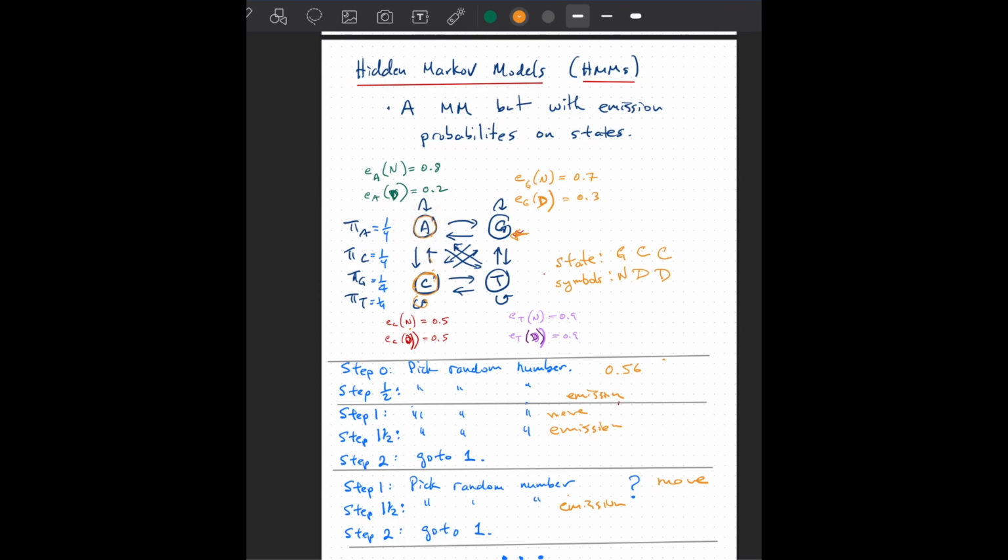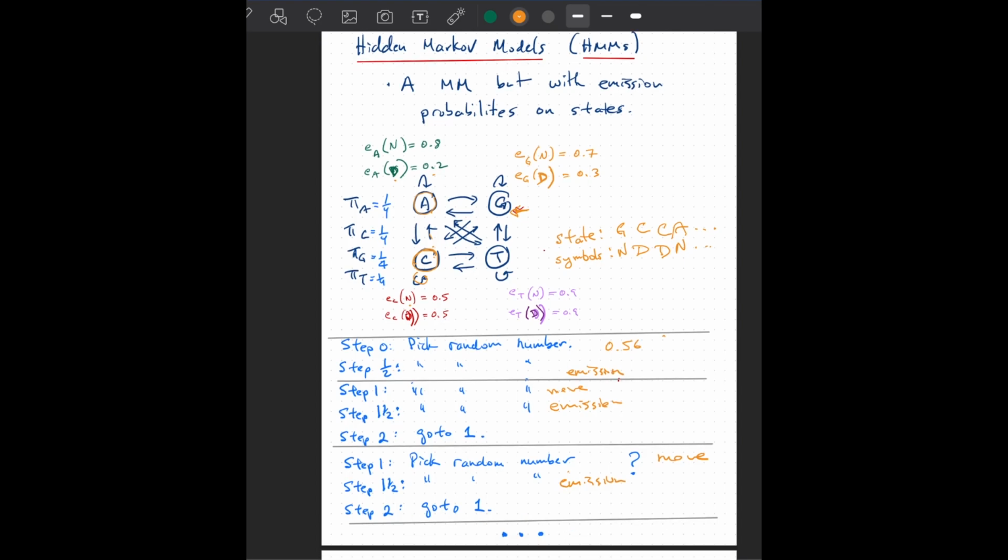Okay, and then I roll the dice, and with 80% probability, I emit an N, and 20% probability, I emit a D. So maybe it would be an N. Okay, so now in the hidden Markov model, there are two things.